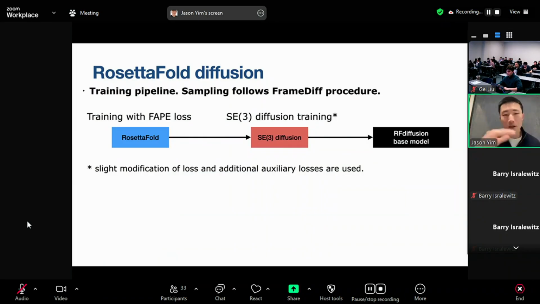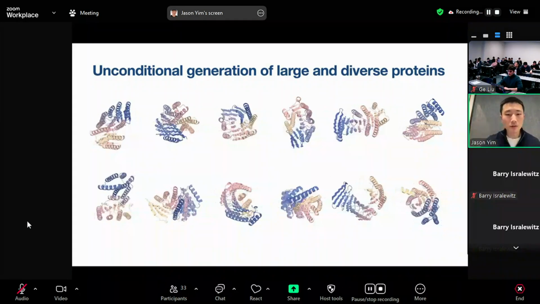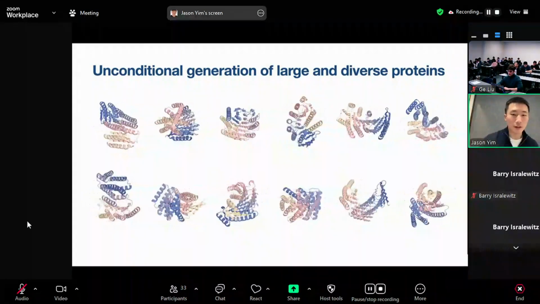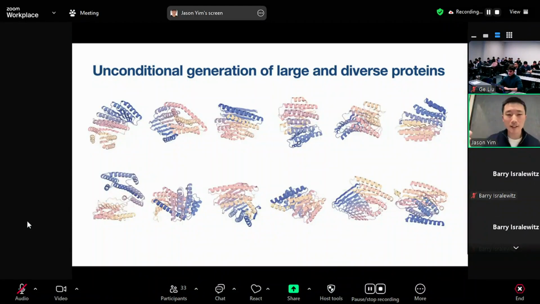So this is how RFdiffusion was trained. You would first pre-train with the FAPE loss, and then you would use this SE(3) diffusion loss. In the paper, we have slight modifications in the loss, but not worth going into right now. And this will lead to something called the RFdiffusion base model. And so then we can do the same unconditional generation with RFdiffusion that we did for FrameDiff. And you can see that with the pre-training, it generates much larger proteins, and they're very diverse, which the pre-training gave it.